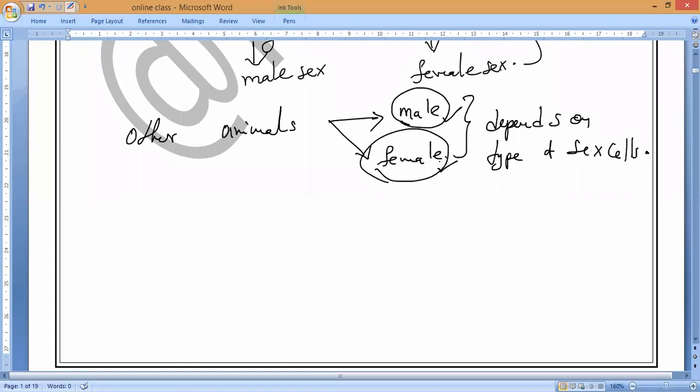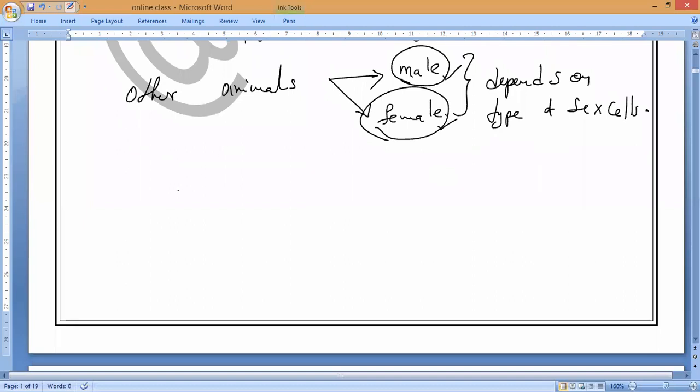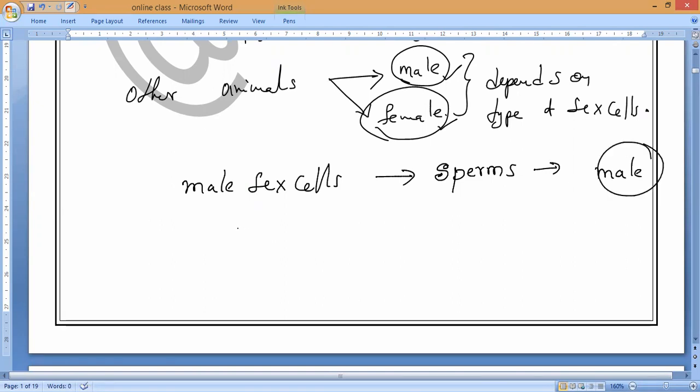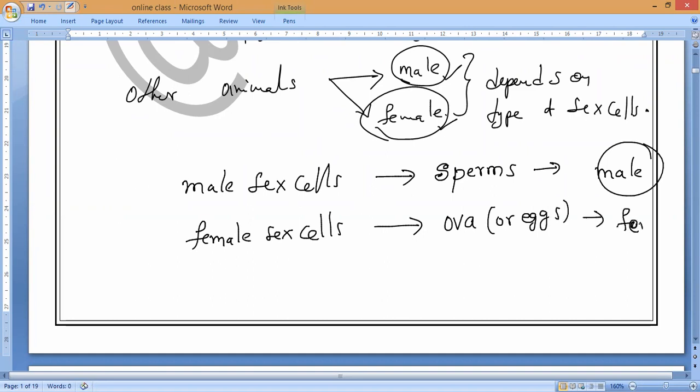So animals which have male sex cells, remember, whatever animals have male sex cells, what is the name of these male sex cells? Anyone? The male sex cells are called sperms. Understand? And they are present in the male body. So that is what we call male. And in the same way, animals having female sex cells, which are called ova, or we can say eggs, and this body is called female.